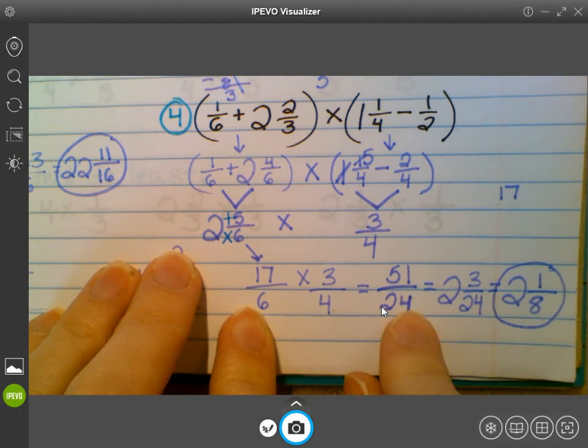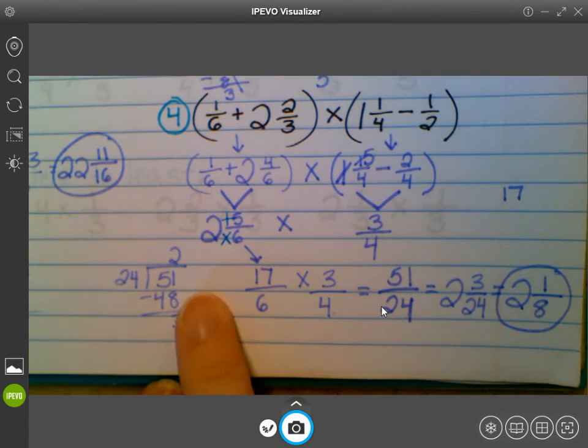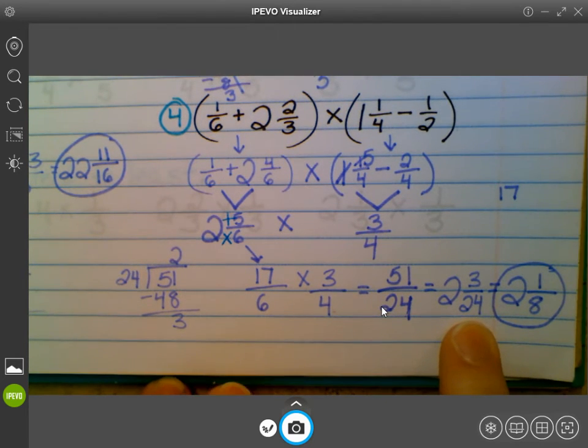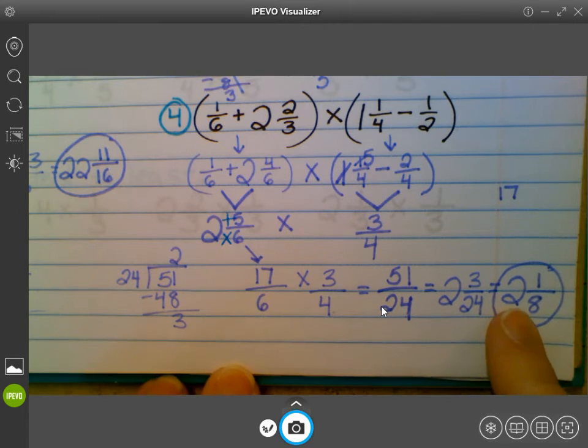I asked how many times does 24 go into 51? Did that math over here. It goes in 2 times with 3 left over. So 2 and 3/24. However, 3 can go into both 3 and 24. So it would be 2 1/8.